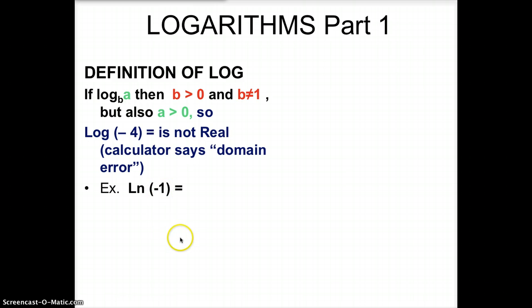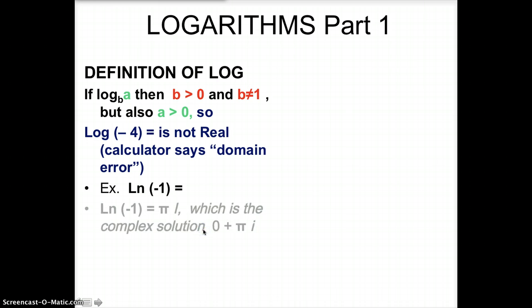Here's an unusual one, the natural log of -1. Some graphing calculators will allow you to go into the complex form a plus bi, and you'll find that this solution is actually pi i, which is the complex solution 0 plus pi i. Now, a scientific calculator will just say error, but I want you to know there is an imaginary solution to these negative logarithms, but our typical response is no real number.